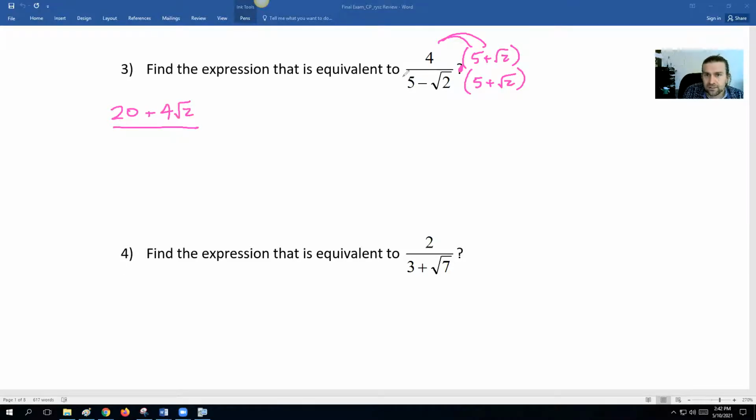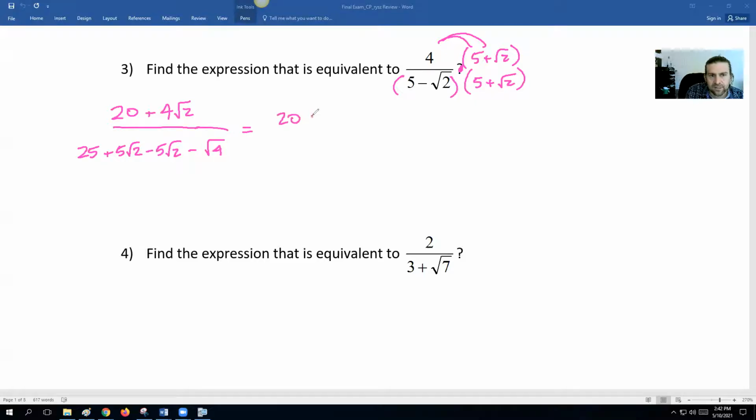Excuse me, on the bottom, we need to distribute. So we got to do 5 times 5, which is 25, and then 5 times radical 2 is 5 radical 2. Then we'll distribute the negative radical 2. Negative radical 2 times 5 is negative 5 radical 2. And then negative radical 2 times radical 2 is negative radical 4.